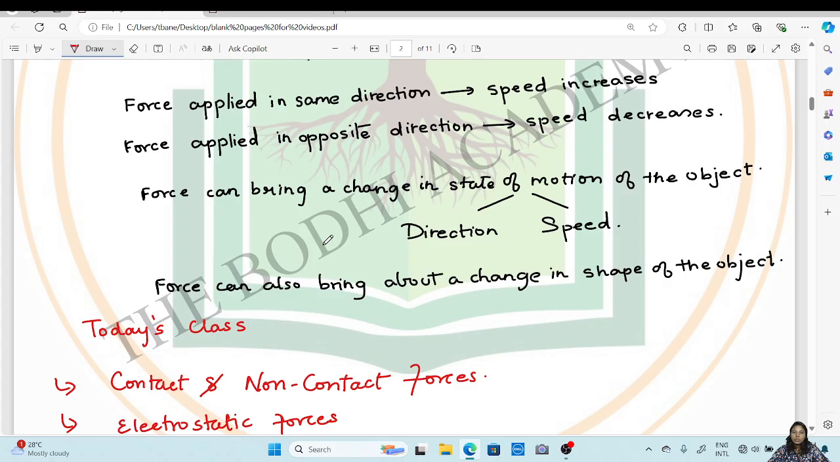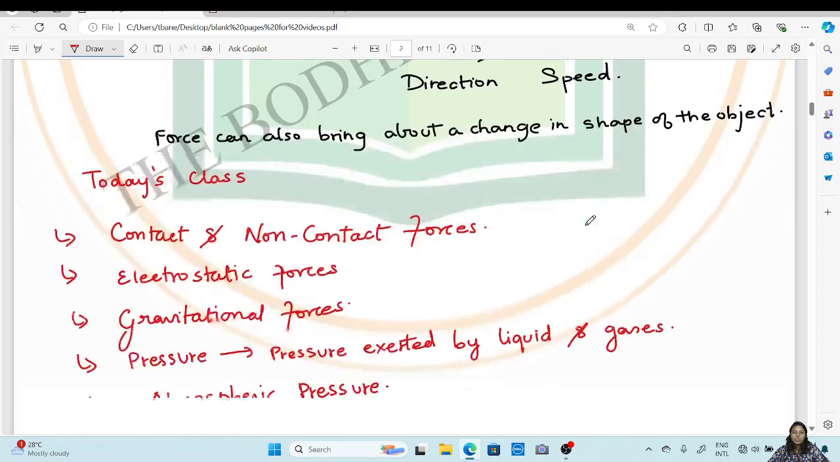Then we saw that force can bring a change in the state of motion of an object. When we say state of motion, we consider the direction. The direction of the object can be changed when force is applied, as well as the speed. Force can also bring about a change in the shape of the object.